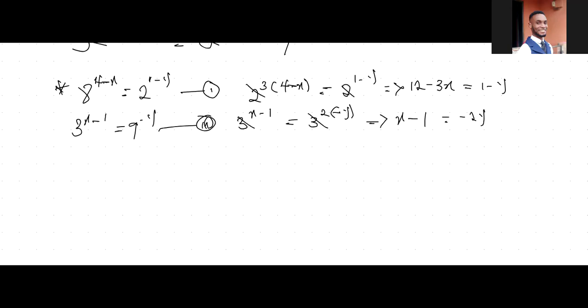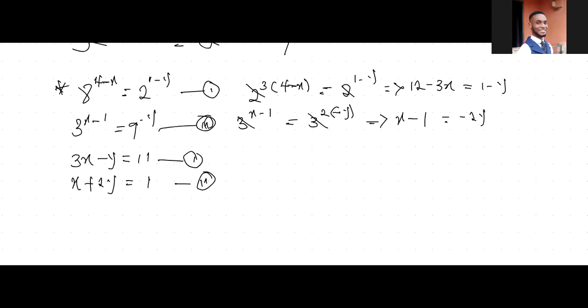So we can have 3x minus y, which equals 12 minus 1, that is 11, equation 1. And here we are going to have x plus 2y, which equals 1, equation 2. All right, so this is a simultaneous equation.